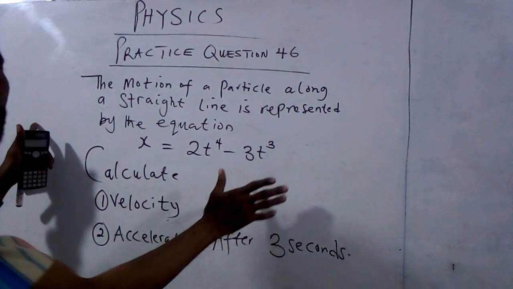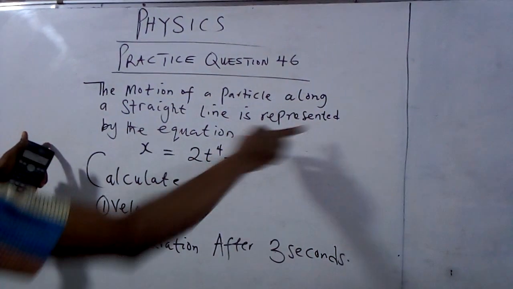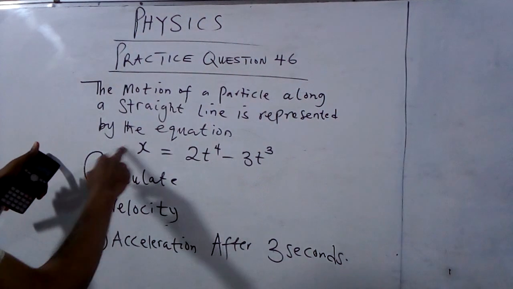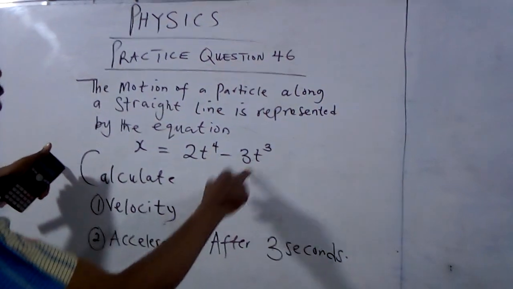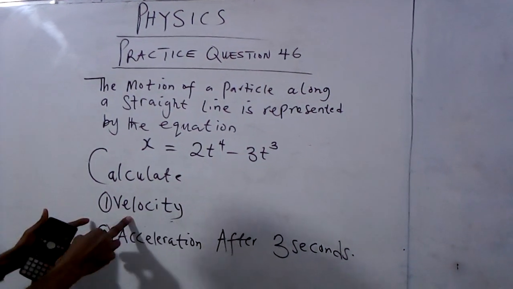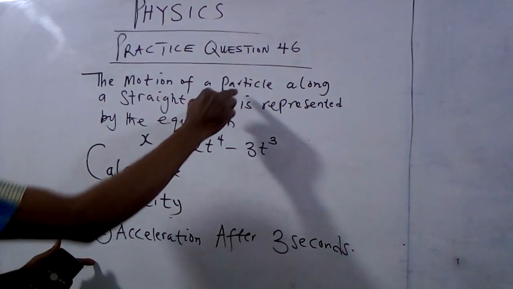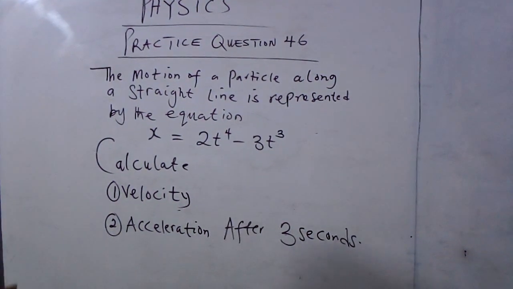Today we have a very interesting question here. Practice question number 46. The motion of a particle along a straight line is represented by the equation S equals 2t raised to the power 4 minus 3t raised to the power 3. We are told to calculate the velocity and acceleration of this particle after 3 seconds. Please let's go together to solving this problem.